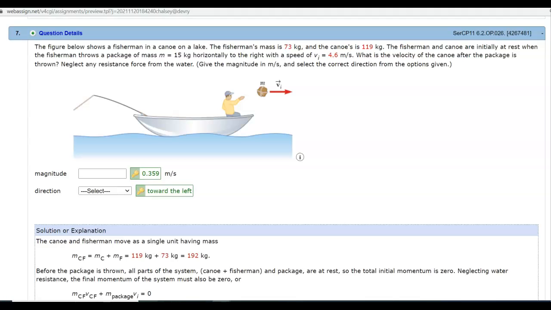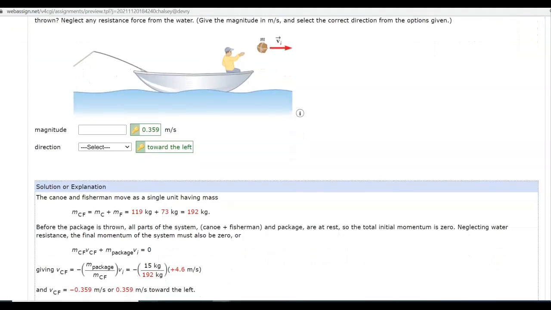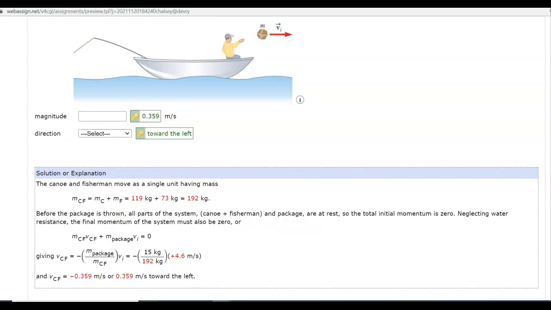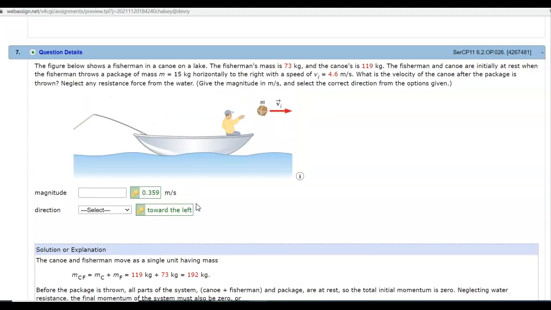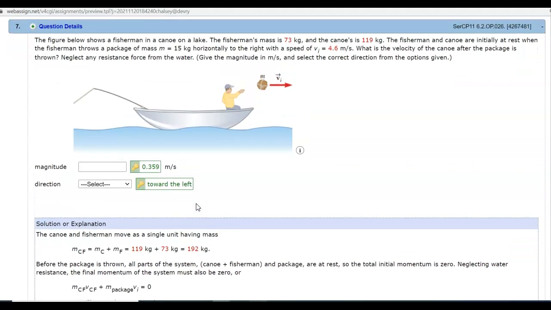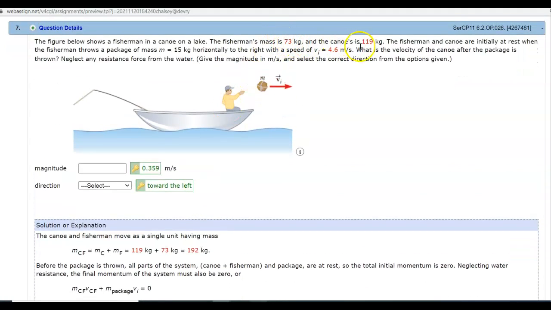Okay, so let's look at the magnitude. The canoe and the fisherman move as a single unit having mass. So we add the two masses together. And the whole mass of the man in the canoe was 192 kilograms. Yep, those came from right here.